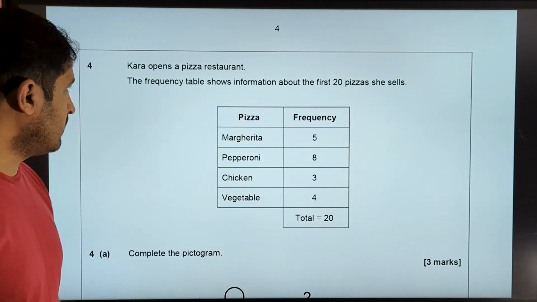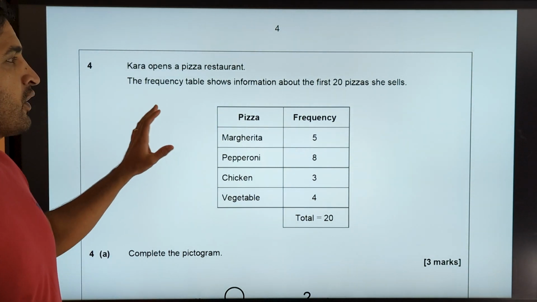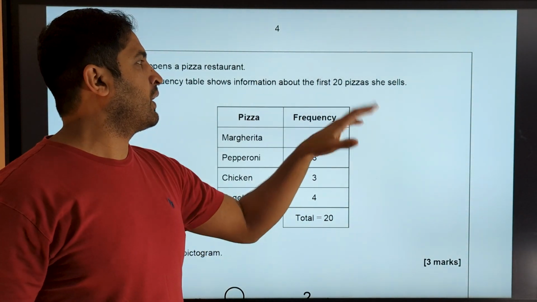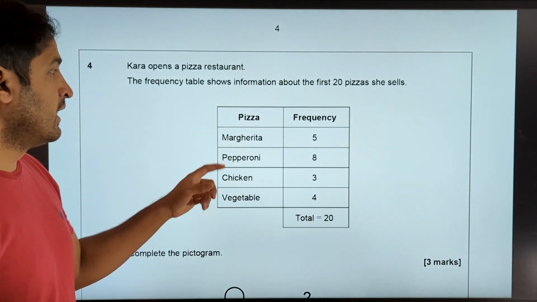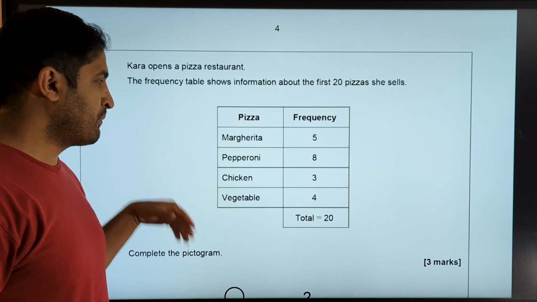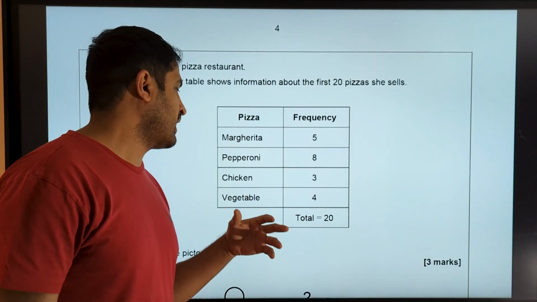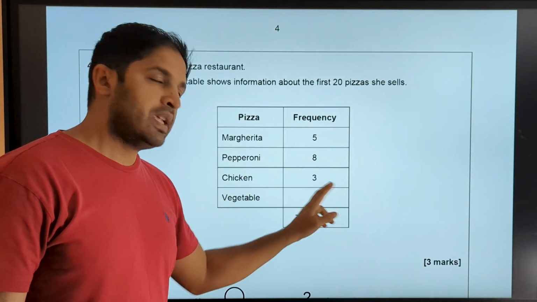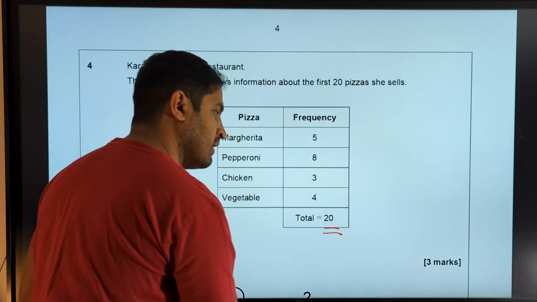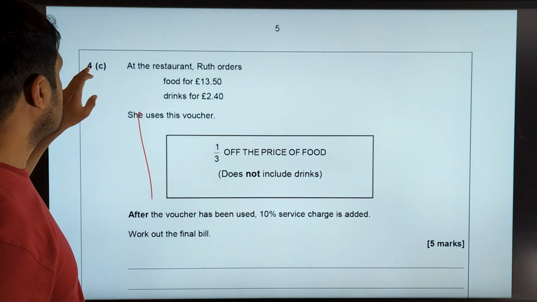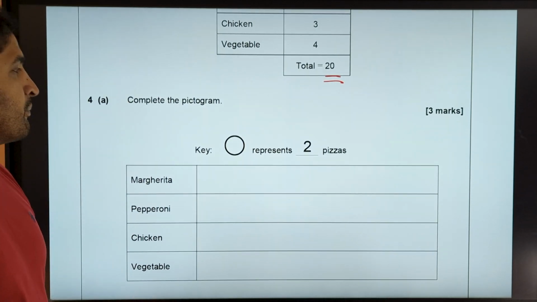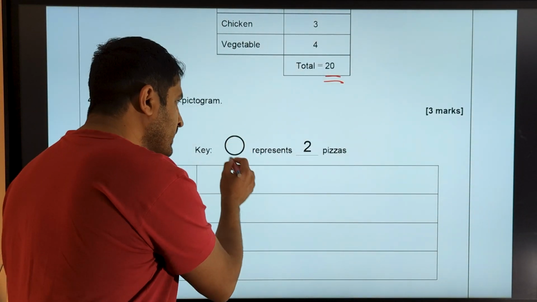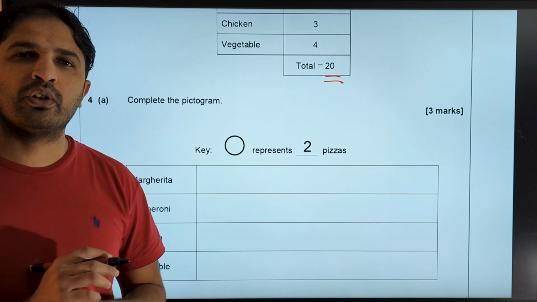Someone opens a pizza restaurant, and these are the first 20 orders he gets. So the first 20 pizzas he sells: we have 5 margarita, 8 pepperoni, 3 chicken, and 4 vegetable. So we have 20 pizzas in total. And then the question is asking you to complete the pictogram, where 1 circle is the same as 2 pizzas.